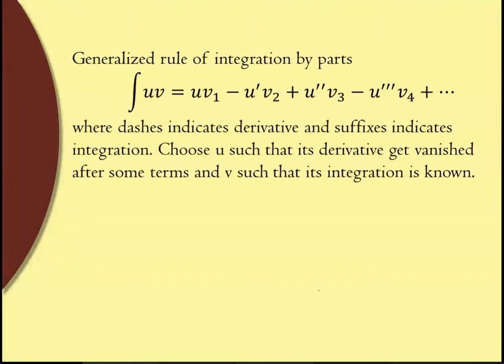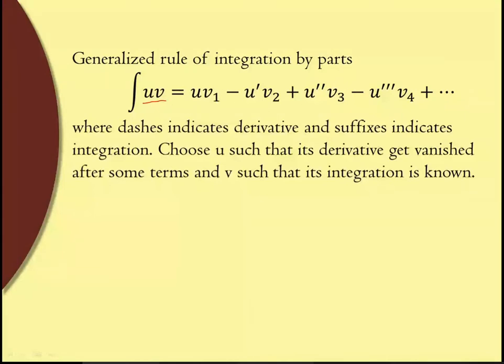Now we'll see how to make use of these formulas, how to solve the problem. And for solving the problem, we need some more formulas of integration. So I'll just recall the formula, that is the generalized rule of integration by parts. And that formula is: integral of u into v, the product of two terms, will be u v1 minus u dash v2 plus u double dash v3 minus u triple dash v4 plus dot dot dot. Okay. So making use of this formula, you can easily solve the integration.